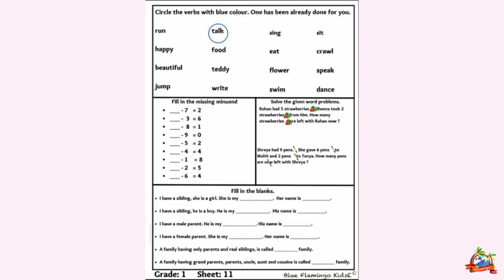How we will get this? We will add 3 plus 6. 3 plus 6 को add करेंगे कितना आएगा? 9. 9 minus 3 will be 6. Next, you can see, dash minus 8 equals to 1. So how we will find the exact number? It will be 9. 8 plus 1 will be 9. We will fill 9. 9 minus 8 equals to 1. Okay? Understood? In this way you have to fill the missing minuend.